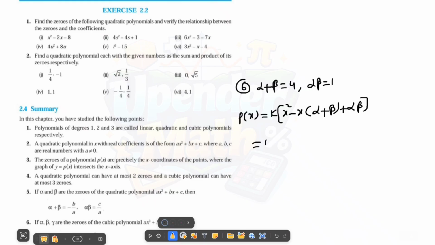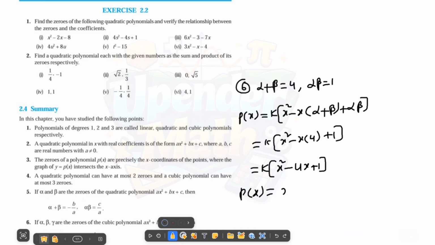Now k of x square minus x of alpha plus beta is given as plus 4, right? Plus alpha into beta, product of zeros is given as 1. So now this will be equal to k of x square minus x into 4, minus 4x plus 1. Here we don't have any denominator, right? So if k value is 1, then p of x will be equal to x square minus 4x plus 1. So the required polynomial is this one.